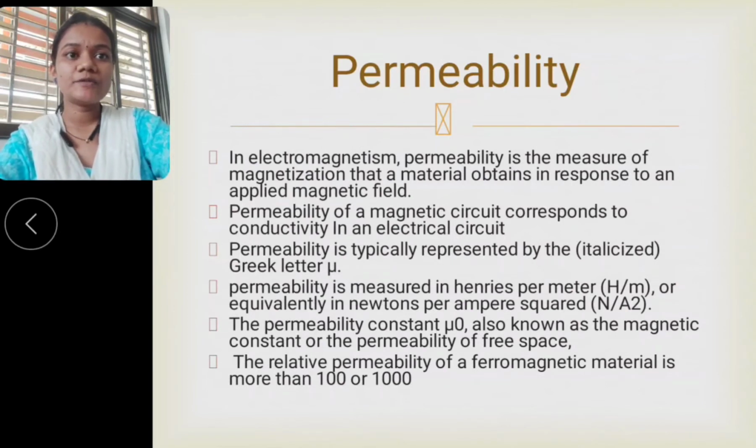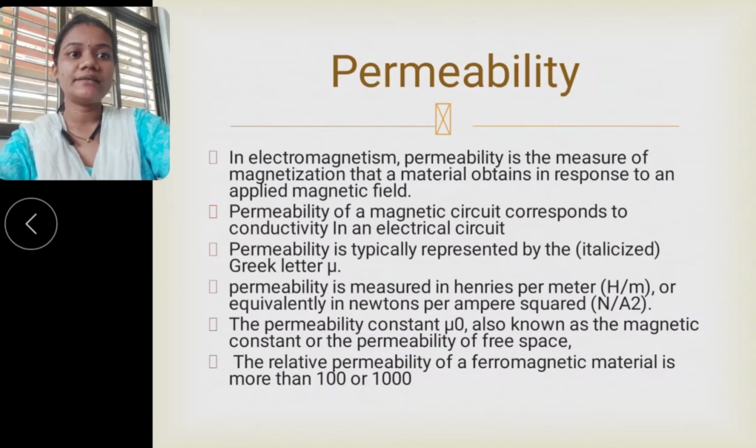Now the next parameter is permeability. What is permeability? In electromagnetism, permeability is the measure of magnetization that a material obtains in response to an applied magnetic field. The permeability of a magnetic circuit corresponds to conductivity in an electric circuit. Permeability is typically represented by the Greek letter mu.